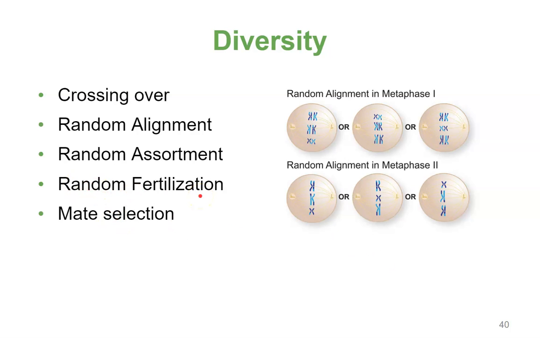Random fertilization, probably didn't think of this one. So during conception, there's usually 1 egg cell that's present, but there are a lot of sperm cells present. So it's totally random which sperm cell gets to the egg first. And then mate selection can be a way to increase diversity. And so random mating could bring about very genetically different offspring.